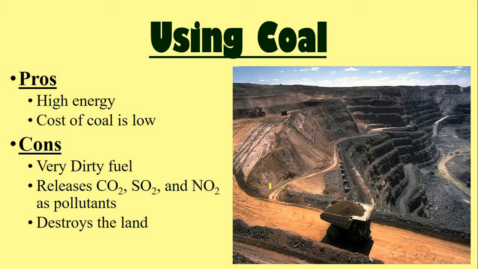The problem with it is it's a dirty fuel. It's very dirty. It's dirty because it releases pollutants into the atmosphere like CO2, carbon dioxide, SO2, sulfur oxide, and NO2, nitric oxide. And it also destroys the land. We have to mine the land to get the coal. And the best mines are the strip mines, where they actually strip out the entire soil. You can see in the picture here, this is an area that's a coal mine. And look at what it's done to the land.